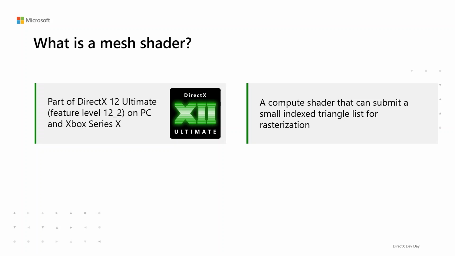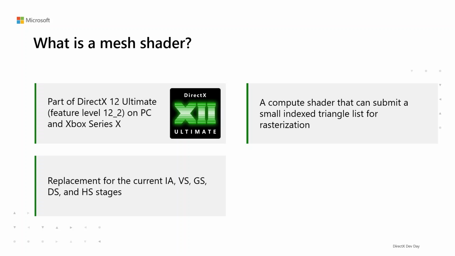What they are is basically a compute shader that can rasterize geometry, so they can submit a small indexed triangle list to the rasterization pipeline for pixel shading. This replaces all of the current geometry stages, so the input assembler, the vertex shader, the geometry shader, the domain shader, and the hull shader are all subsumed into this new mesh shader functionality.